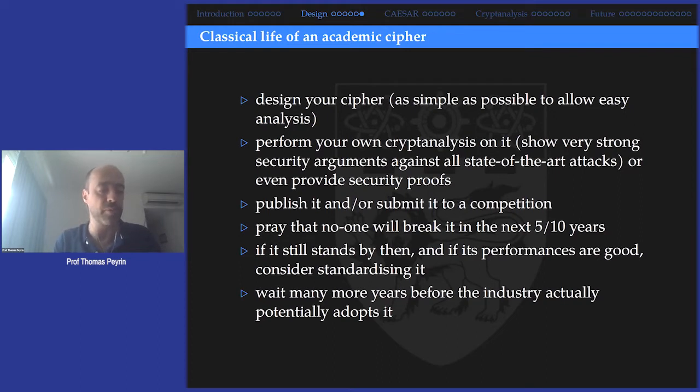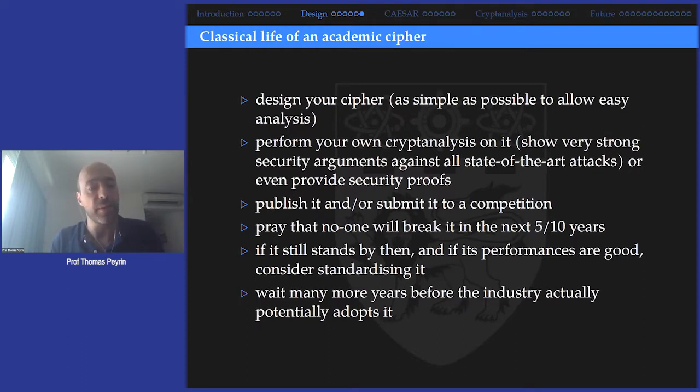You're going to identify why you need a cipher, what kind of performances you want to get, what kind of security you want to get. And you need to come up with something really simple. It has to be simple, because if it's too difficult, it's going to be also too difficult to analyze. And that's a big issue. You want it to be really simple. So you design your cipher. Maybe it's going to take you 1 year.